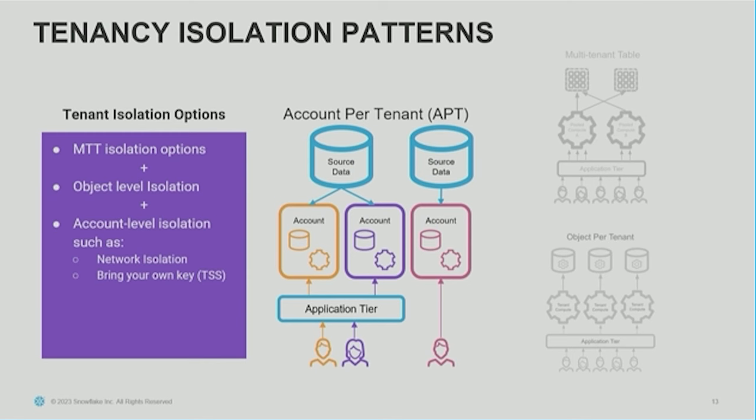And the last one is the account per tenant. Here, every tenant might have one or more accounts, physically, or what you call physically is basically logical, but the account is isolated per tenant. And on top of all the isolation controls that you have in MTT and OPT, you have network isolation at this level, and then you might bring your own key for the encryption as well.